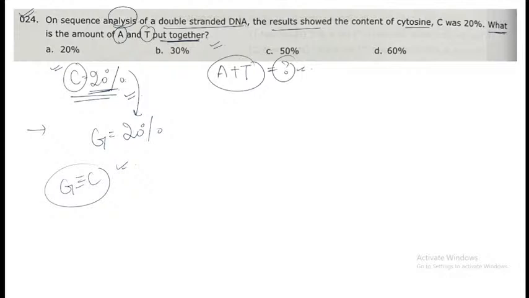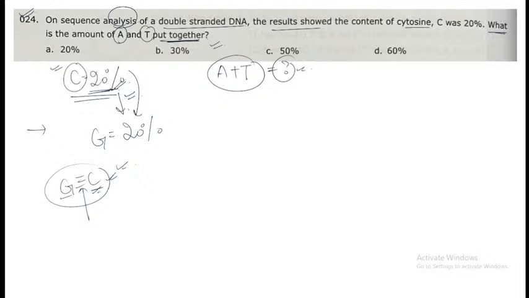For that you need to have an equal concentration of the two nitrogenous bases forming bonds together, right? So cytosine and guanine are having bonds with each other, and if one of them is 20, the other will also be 20.